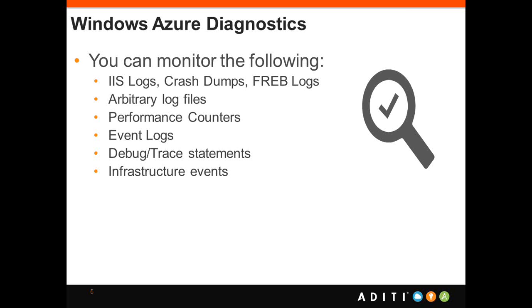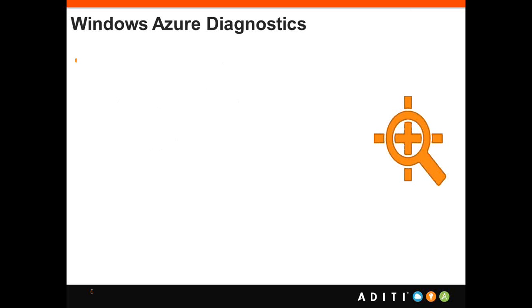Event logs, as we know, this virtual machine is nothing but a Windows operating system, and if there are certain events which are being logged into the Windows event logs, we can actually get this information also. We can get access to this information also without even logging into the machine. That is the whole mechanism of Azure Diagnostics. And standard debug and trace statements and infrastructure events which we have been used to logging about our application.